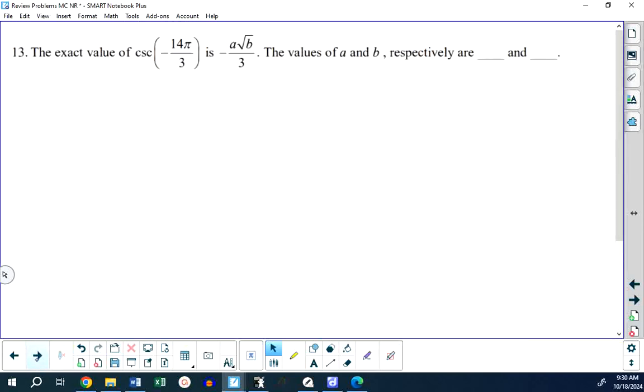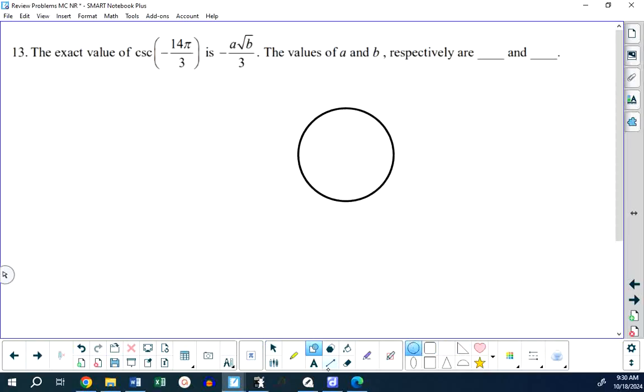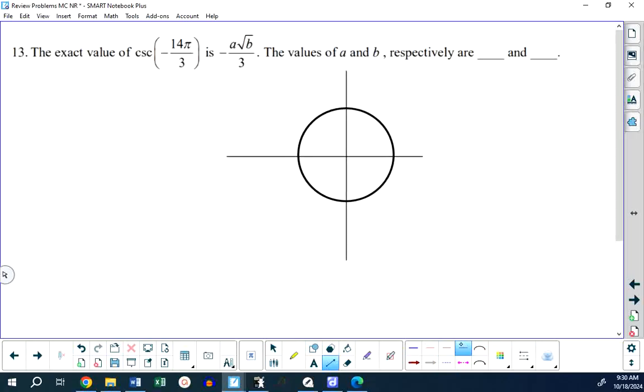So we want to know the exact value of negative 14 pi over 3. Your starting point is to locate that point on the terminal arm at negative 14 pi over 3. Are you with me? Now pi over 3, I'll put on here lines that separate this circle into pi over 3s, right?